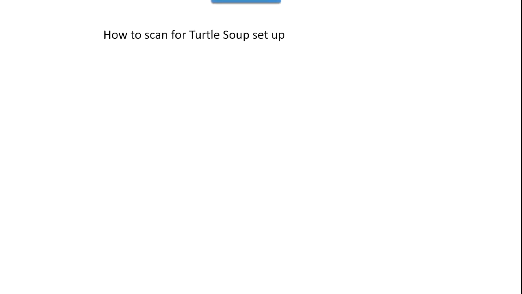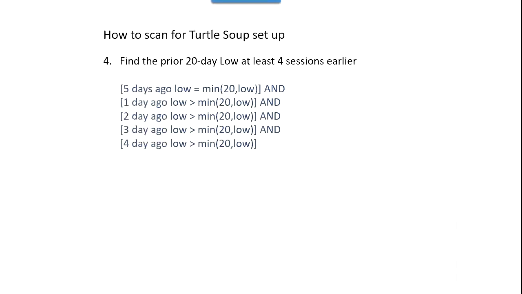The problem, and this is a thing with the scan engine, is there's not really a while loop or a for-then loop in the code. So you need to create your own loop basically. The other thing that you want to look at is 5 days ago, because it can be 5 days ago. And then the 1, 2, 3, 4 days must be higher than the 5-day low, etc., etc.